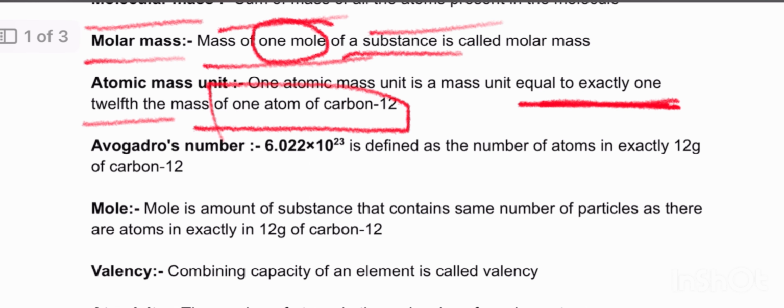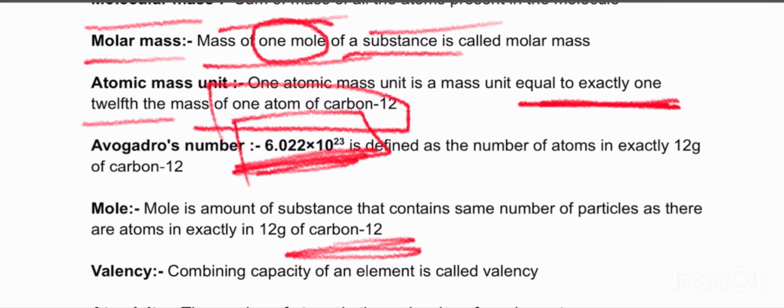What is Avogadro's number? Just remember the number 6.022 into 10 raised to 23. That is also equal to 1 mole. Mole concept I will teach you all some other time. Next, what is a mole? Mole is nothing but this many number of particles, in simple words. And this many number of particles will be in 12 grams of carbon 12.